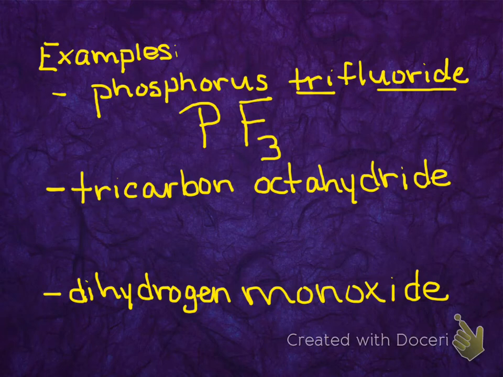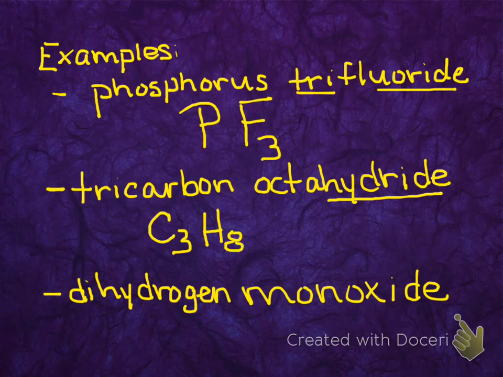Tricarbon octahydride. So we've got carbon. Prefix tri tells us there are 3 of them. And then octahydride. Hydride is hydrogen. Octa is 8. So we have C3H8, tricarbon octahydride.